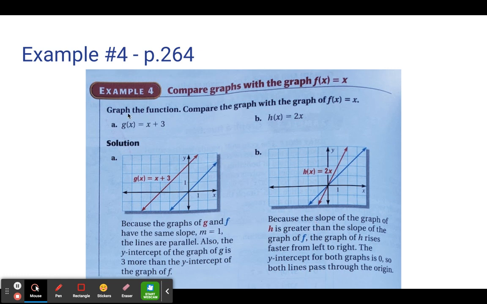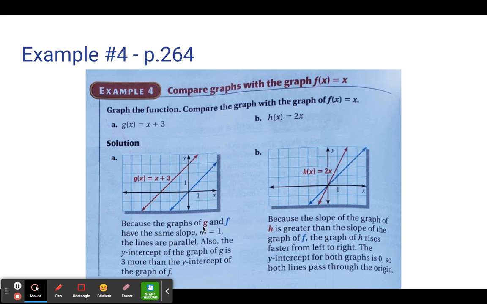Graph the function, compare the graph with the graph of f of x equals x. So we have x plus 3. The blue line is our parent function. The red line is x plus 3. We can see it has the same slope because they are parallel. And we can see that its y-intercept is 3 because it crosses the y-axis at 3.